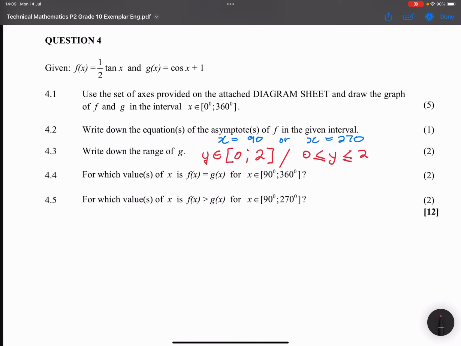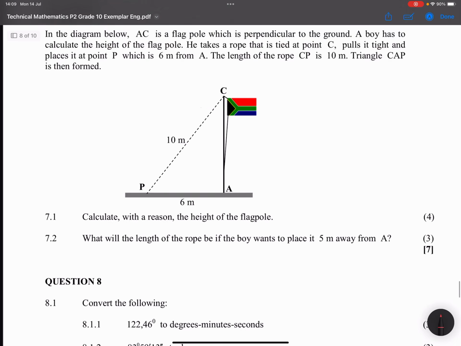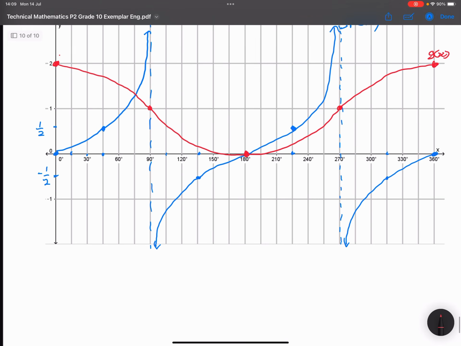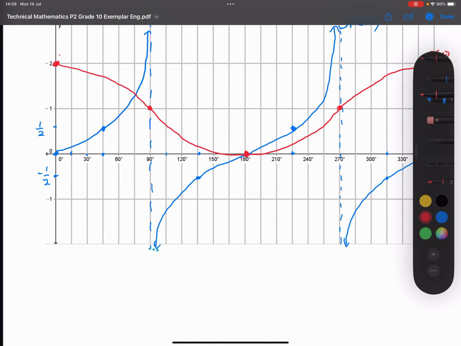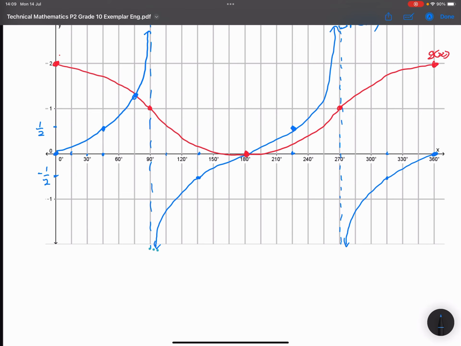Okay, let's go for the next question. They say to us, for which values of x is f of x equal to g of x? Is there any intersection between these two graphs? So when I look at them, right, they seem to intersect. They seem to intersect over there at, so that would be 75, right? And they also intersect at 180, okay, which is that point over there. Those are the two intersections, right?